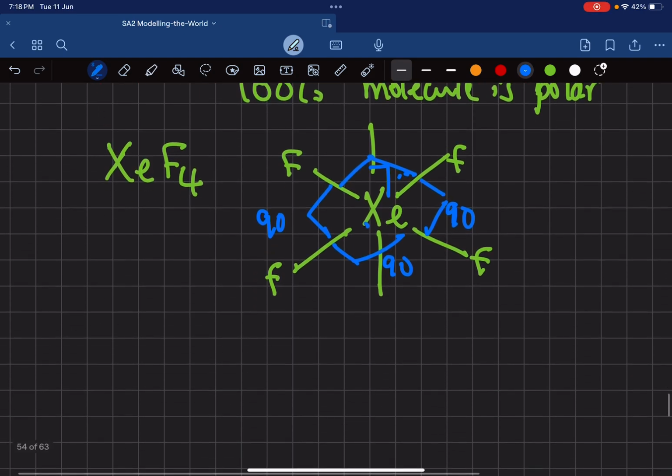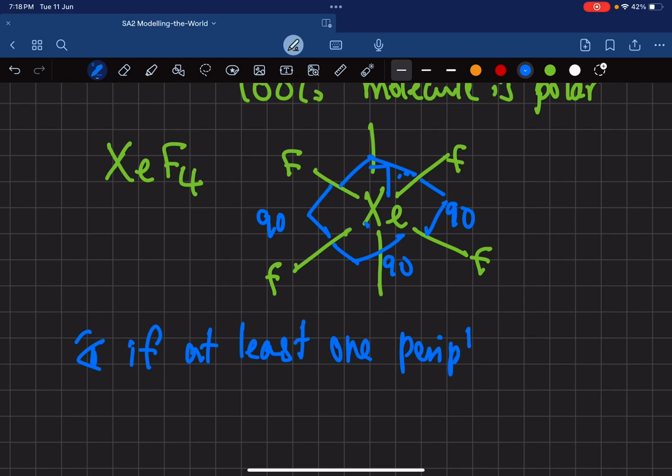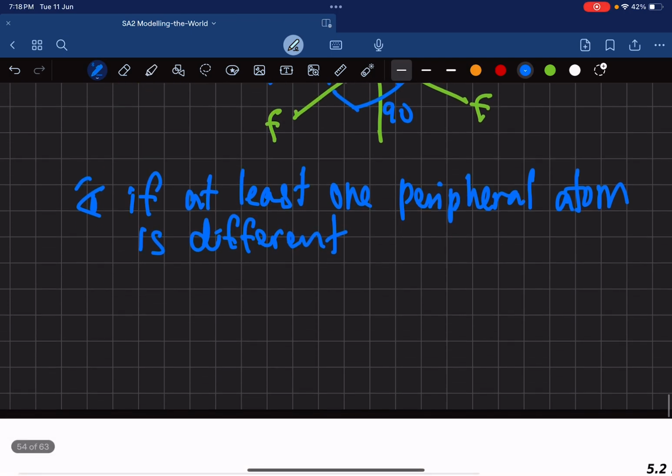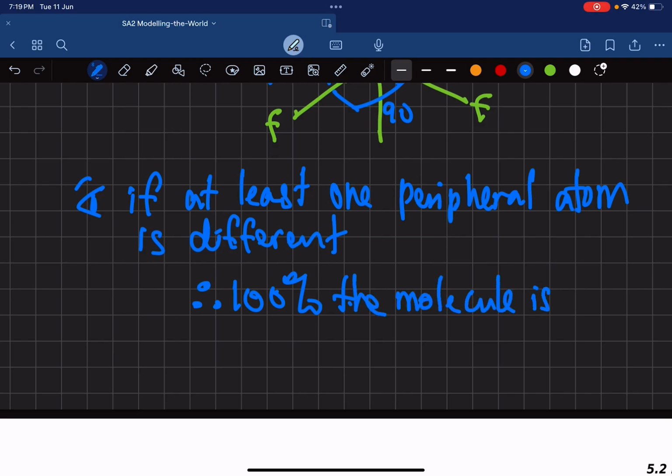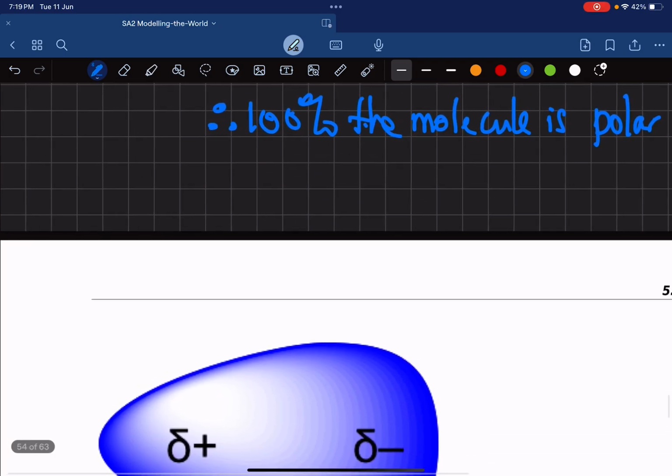Okay. Second thing I want you to know is if at least one peripheral atom is different, okay, at least one peripheral atom is different, then 100% the molecule is polar. Okay, so like in the example just now, let me just add one more page here.